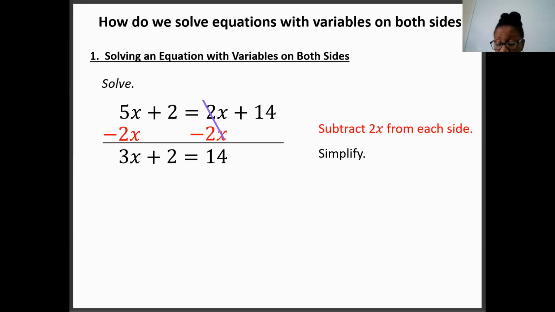So now what do we do? We now have to go ahead and solve our two-step. What will we do to solve that two-step? We should subtract 2 from each side. Go ahead and subtract 2 from each side, everyone.